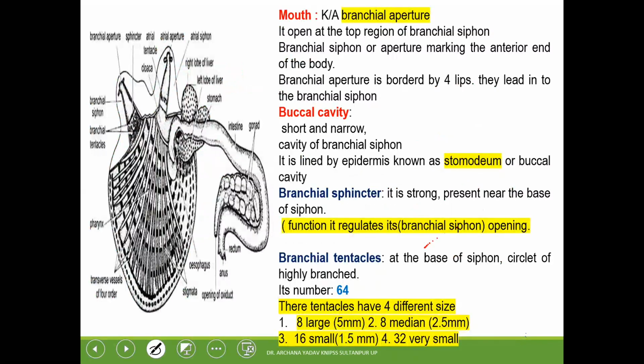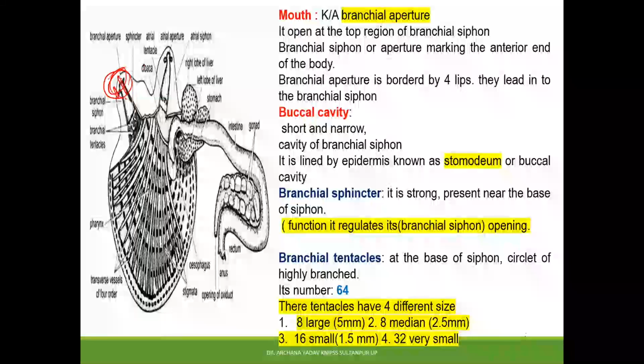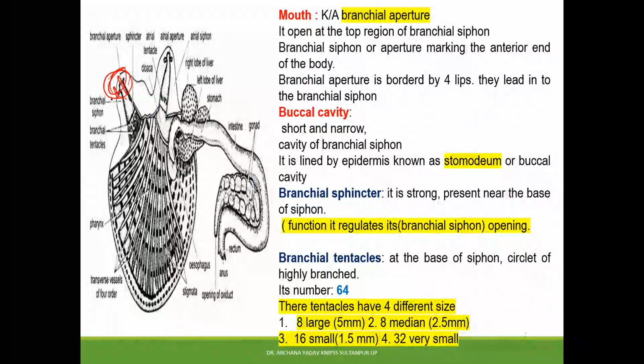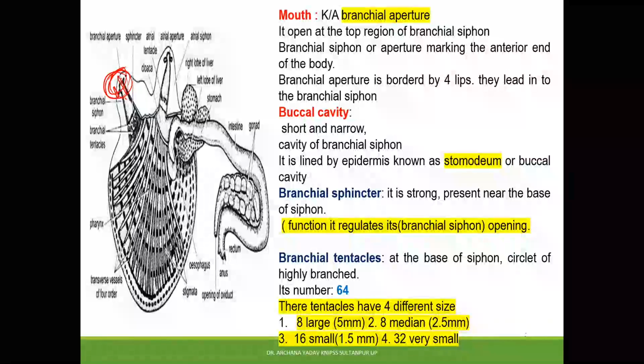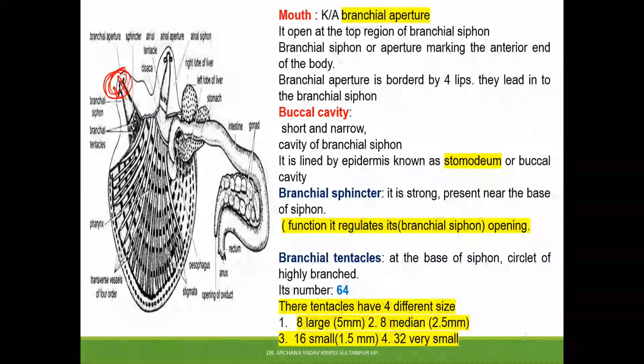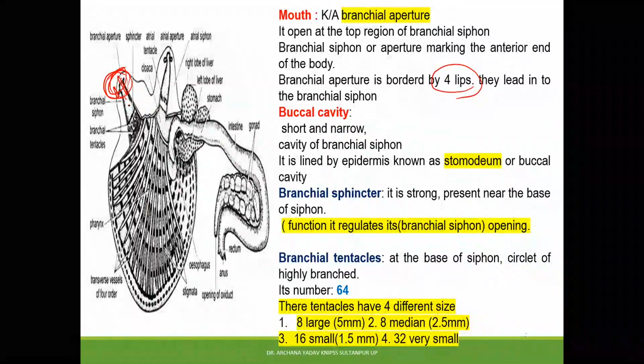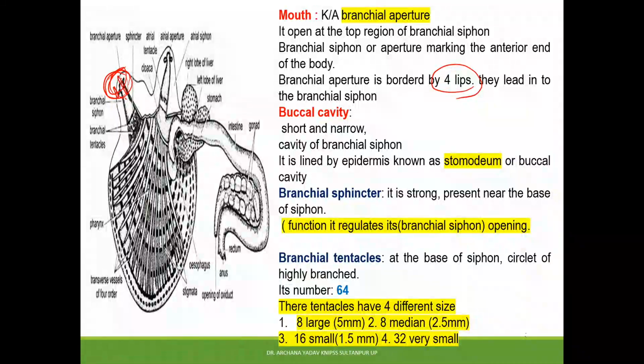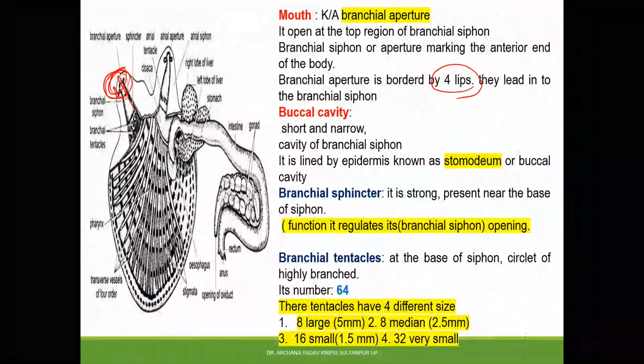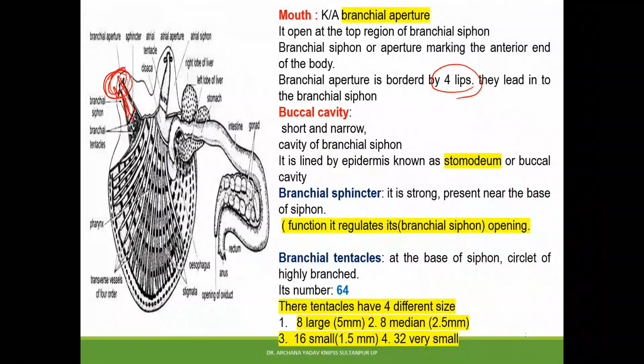Now, details about the whole alimentary system, or alimentary canal, of Herdmania. So we start from the mouth region. Look here. It is the branchial aperture, and it is present on the top region, and it marks the anterior portion of the body, and it is bordered by four lips. And this branchial aperture leads towards the branchial siphon.